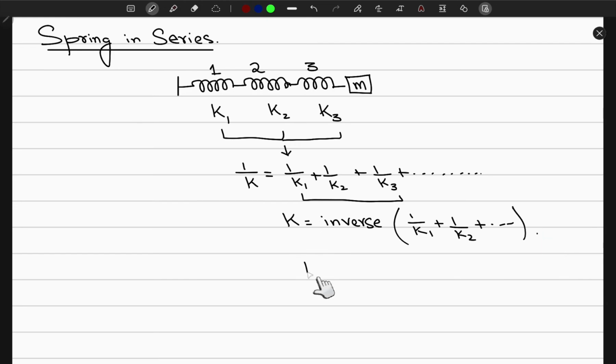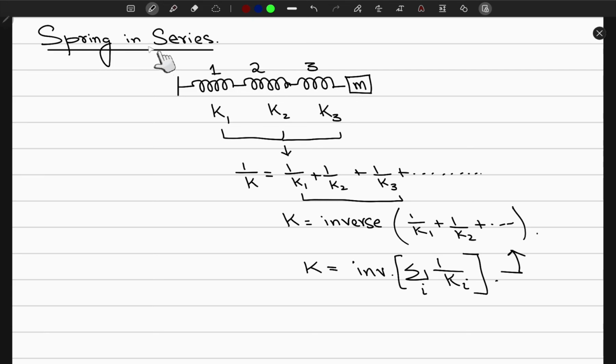You can also write this in a shorter notation as k is equal to the inverse of the sum over i of 1 over ki. This just means the same thing as above: taking the sum of 1 over k1, 1 over k2, and so on, and then taking the inverse of the result. That's how you add springs when they're attached in series.